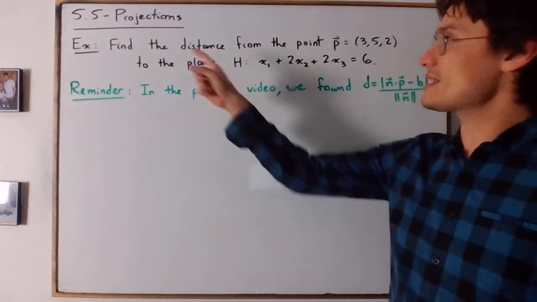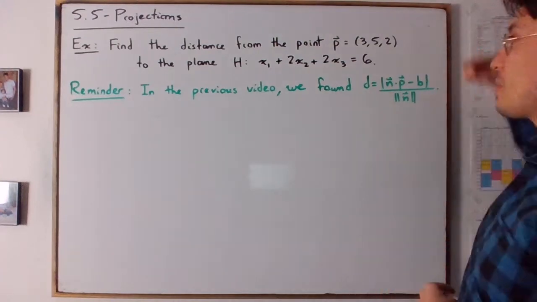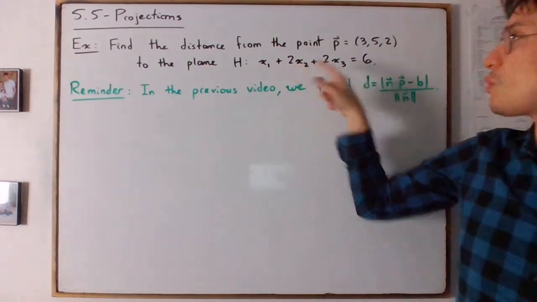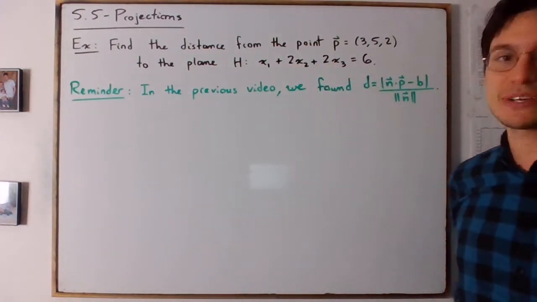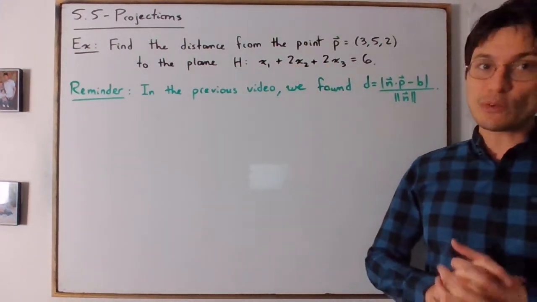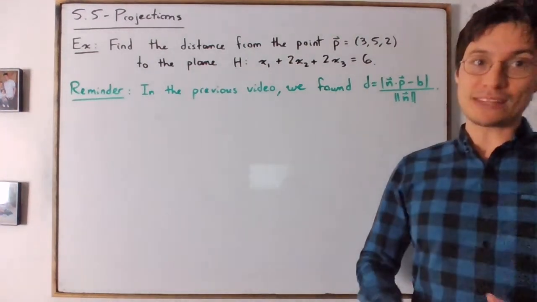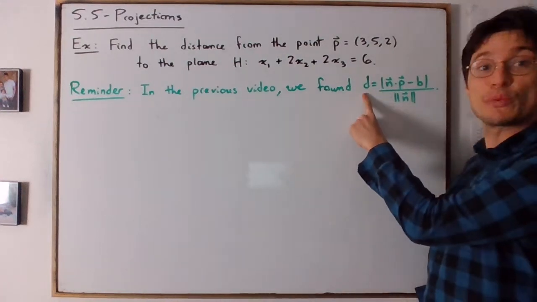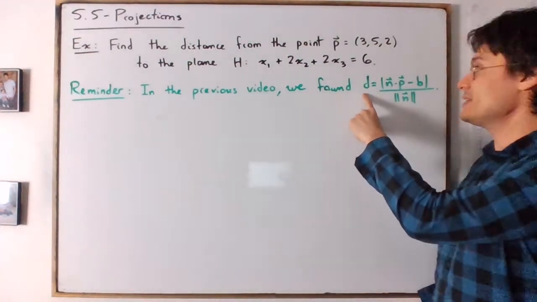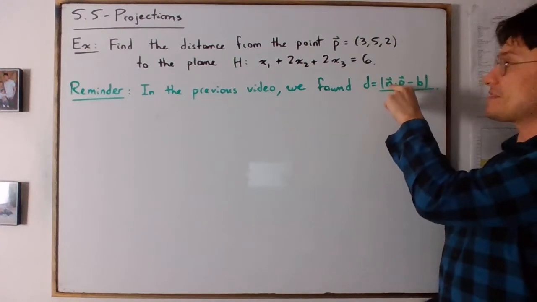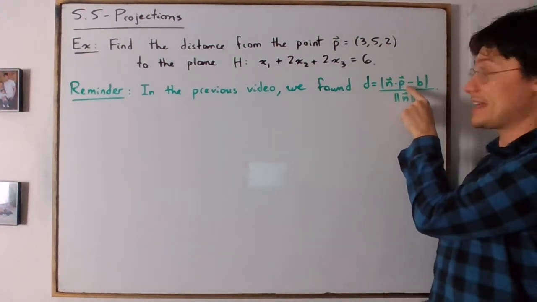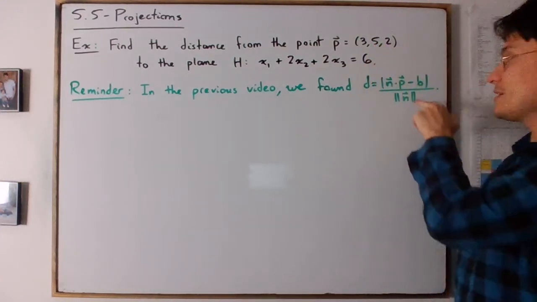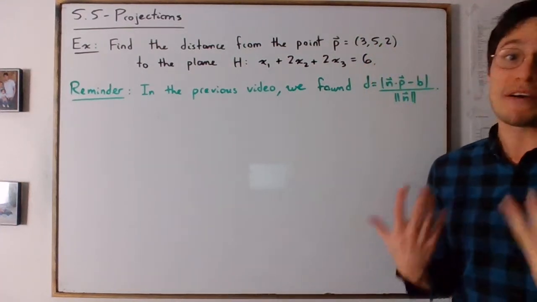We have this last example in which we want to find the distance from a point, 3, 5, 2, to the plane x1 plus 2x2 plus 2x3 is equal to 6. And we're gonna do it with the formula that we derived in the last video. That is, the distance between a point and a hyperplane is the absolute value of the dot product between the normal vector and the point, minus the b. The b is the 6, that's over here, over the norm of the normal vector.